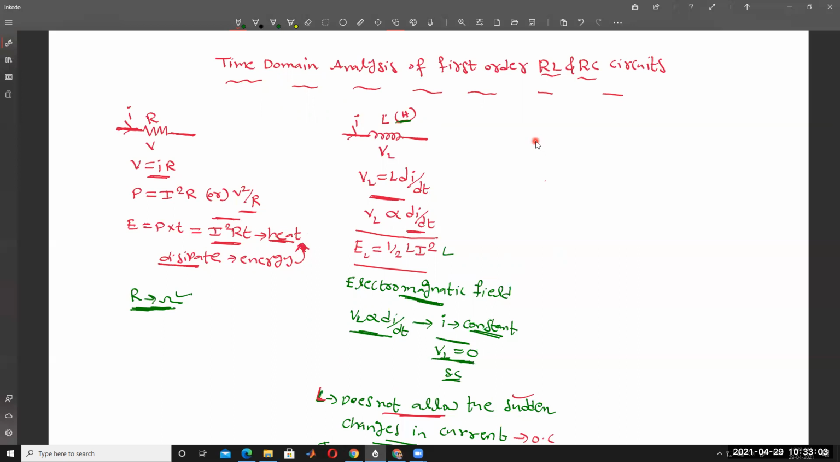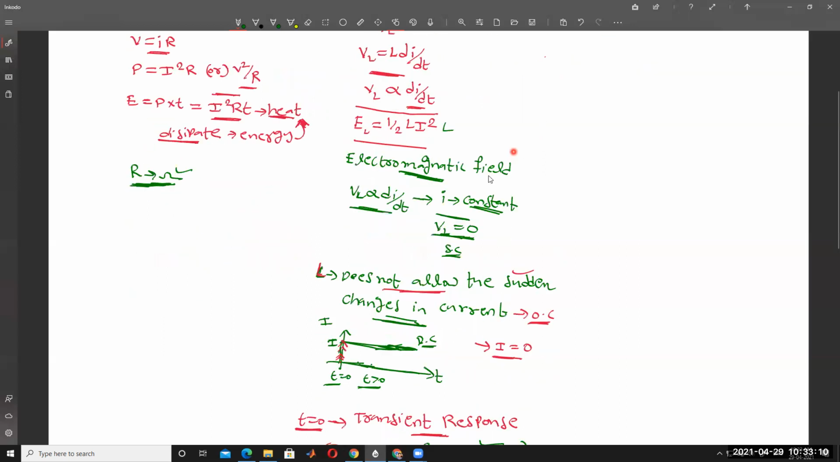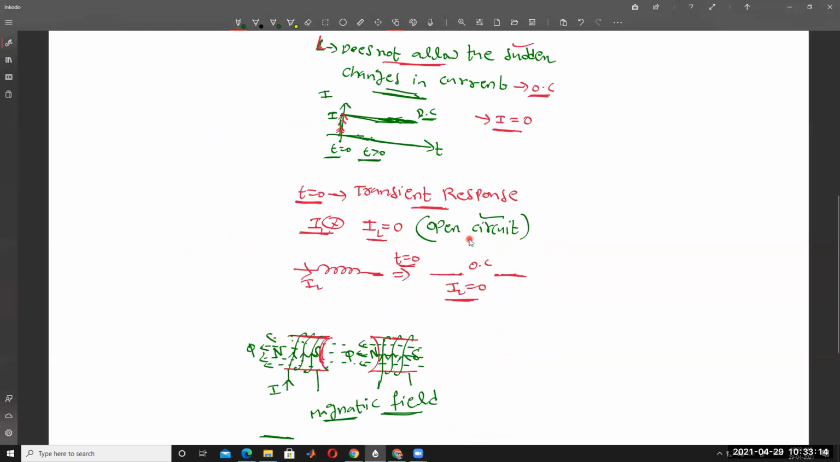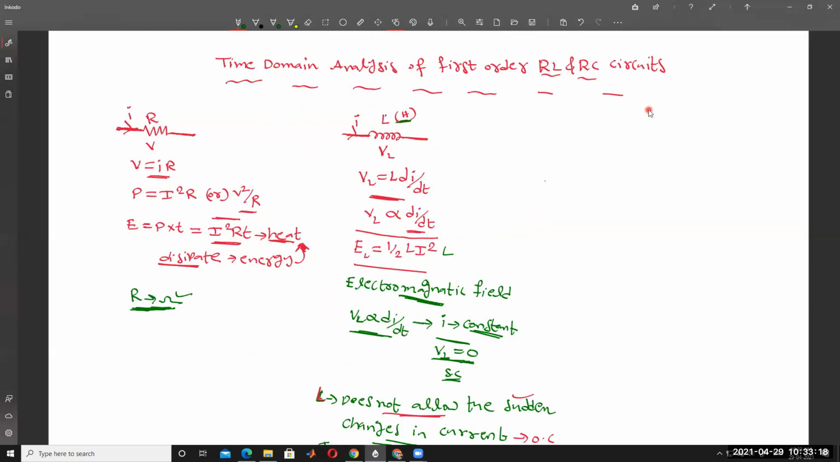The inductance can also be represented in the form of reactance. Inductor has some reactance, called inductive reactance. It opposes the sudden change, giving some voltage drop. Inductive reactance appears when the inductor is subjected to AC. But for time domain analysis of first order RL and RC circuits, we consider DC excitation only.